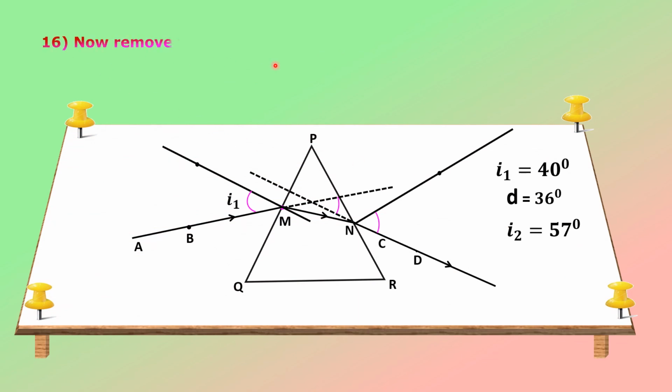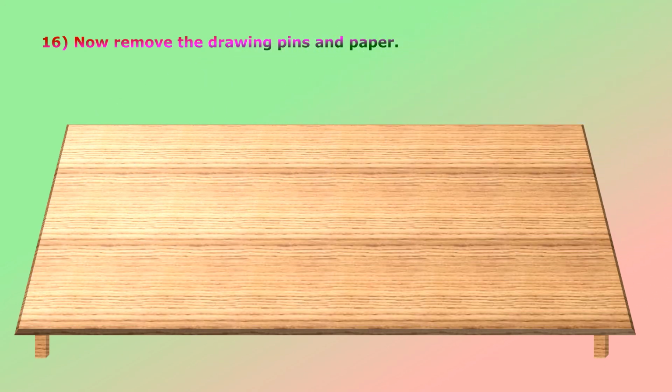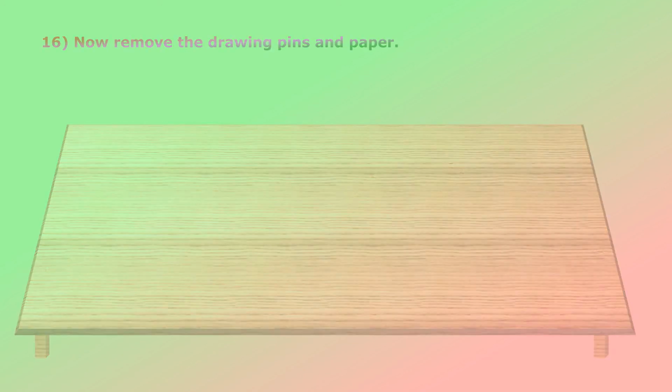Now remove the drawing pins and the paper. That's all. The second case is over. Next, case 3. In this case, I will take the angle of incidence I1 as 45 degrees.